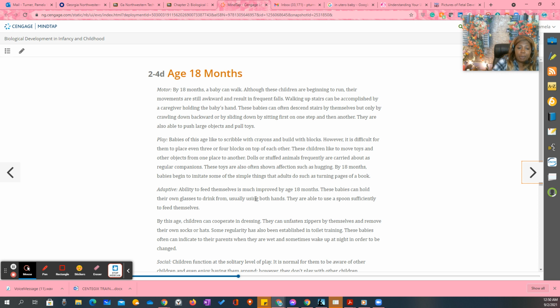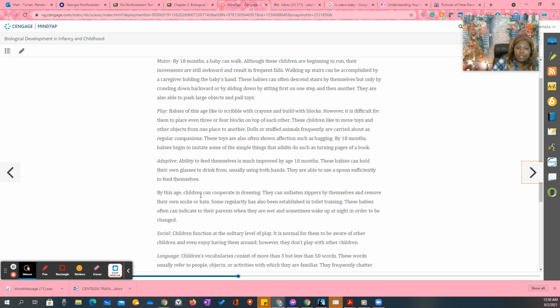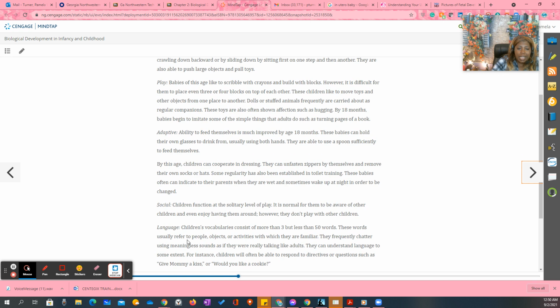They should be able to feed themselves by 18 months. They can cooperate in dressing. They may not like what you picked out yet, especially when we hit those lovely twos. By 18 months, they should have more than three, but less than 50 words. So basic things, boy, girl. One of the things we actually know is babies learn the terms for items that move faster than they learn the things that are stationary. So dada, mama, because they move, cat, dog, ball, things that are moving make babies learn those words faster.